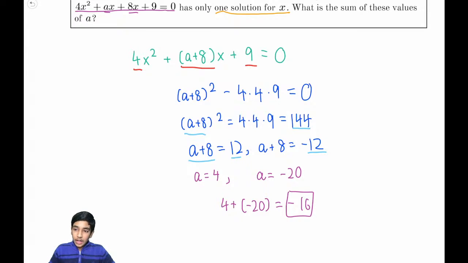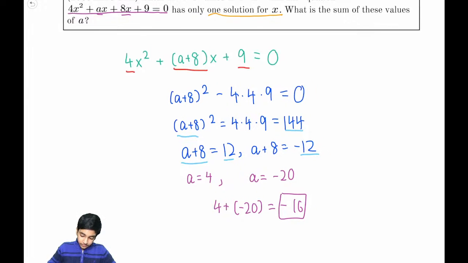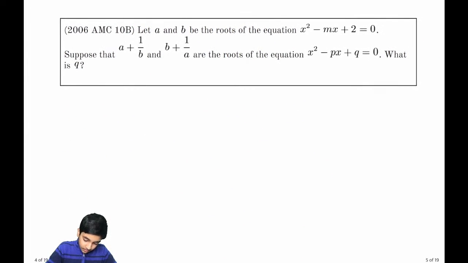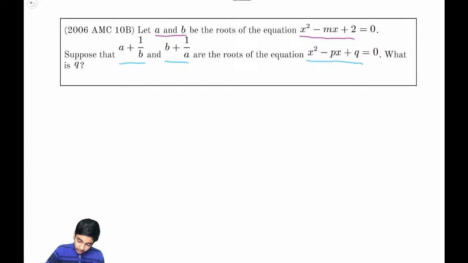Okay, so now let's continue. So in this problem, we have another equation here. We have a and b be the roots of the equation x² minus mx plus 2 equals 0. Now we're saying, suppose that a + 1/b and b + 1/a are the roots of the equation x² minus px plus q equals 0. What is q?